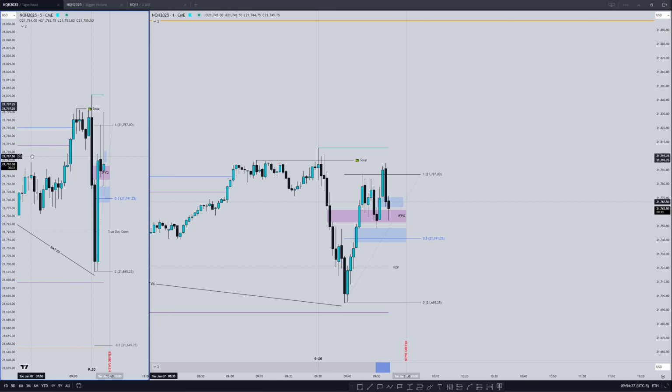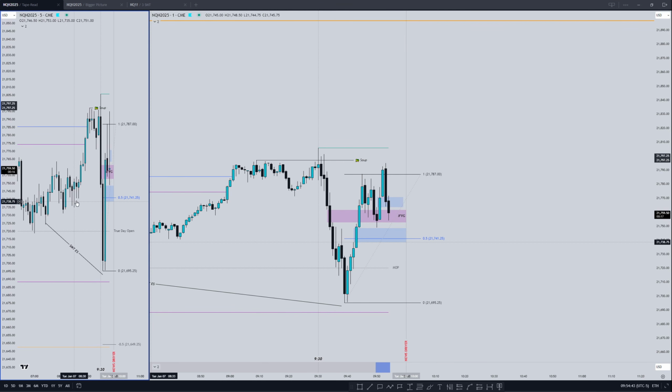Now the 5-minute order flow is not flipped back bullish yet. You need to see either a closure through this SIBI or a closure above the 925 bearish order block. That'd be a SysD. So the 5-minute order flow currently is bearish, but you still got to look at the higher time frame.